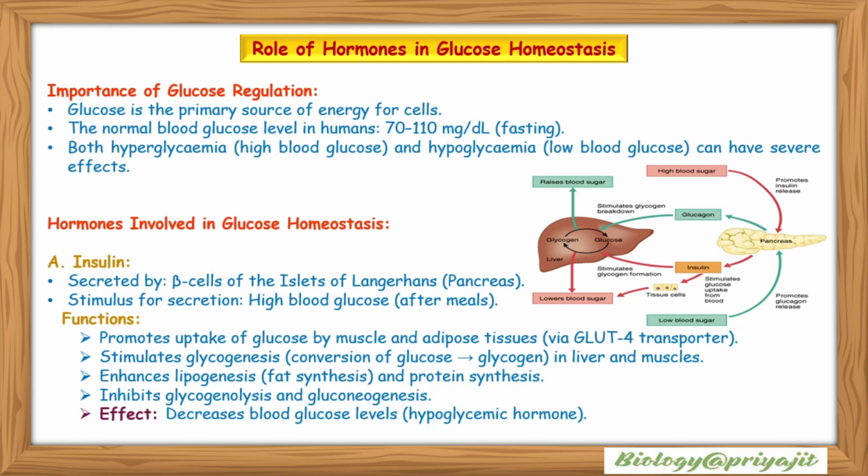It stimulates glycogenesis, that is conversion of glucose to glycogen in liver and muscles. It enhances lipogenesis or fat synthesis and protein synthesis. It also inhibits glycogenolysis and gluconeogenesis. The effect is that it decreases blood glucose level, that is, it is a hypoglycemic hormone.